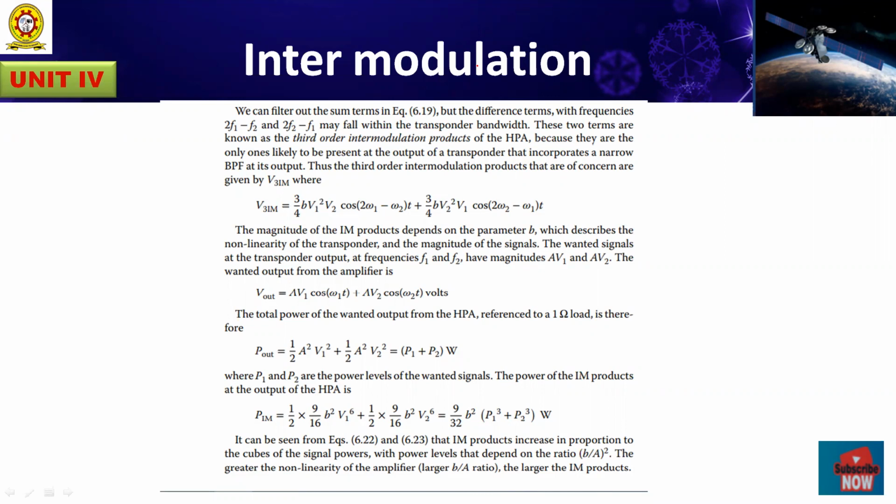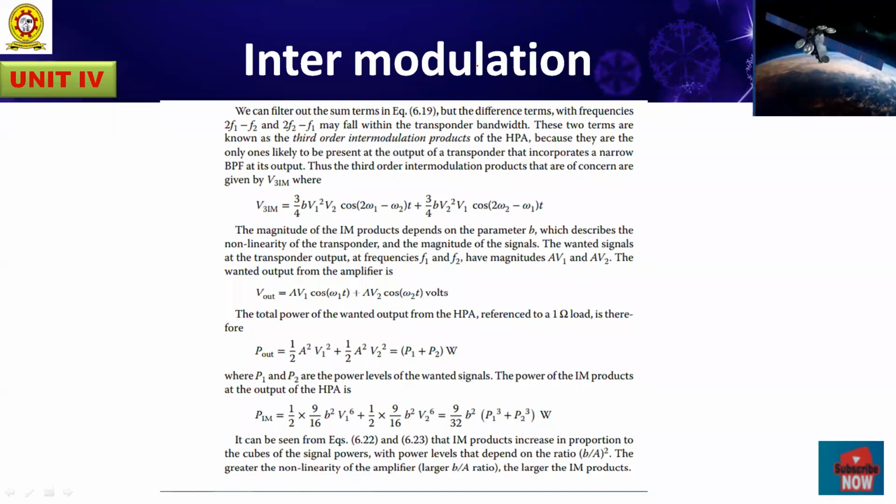Whatever the frequencies are, they are called 2F1 minus F2 and 2F2 minus F1. From this output equation, these products are called third order intermodulation products. Clear? Because of these third order intermodulation products, the output of a transponder is filtered by a band pass filter. So what is the modified output? 3 by 4 B V1 square V2 cos of (2 omega 1 minus omega 2) T plus 3 by 4 B V2 square V1 cos of (2 omega 2 minus omega 1) T.